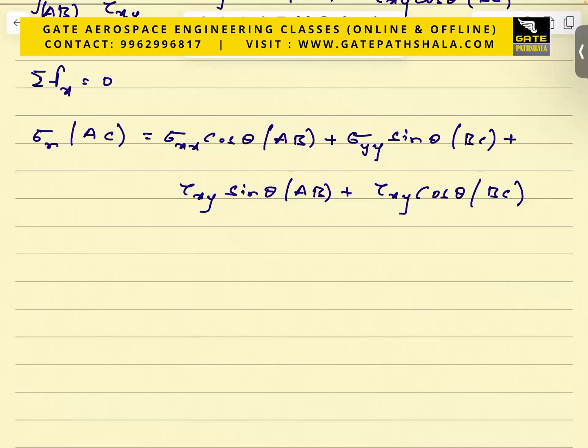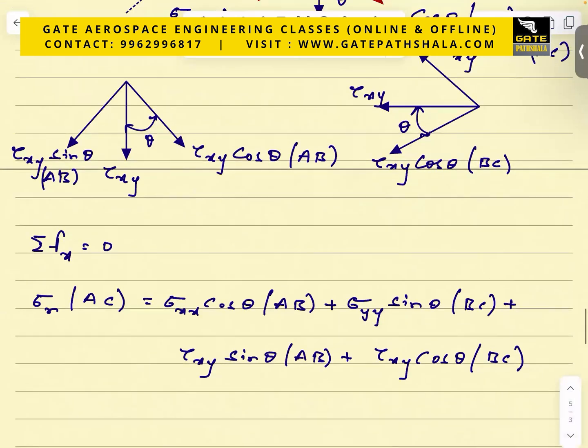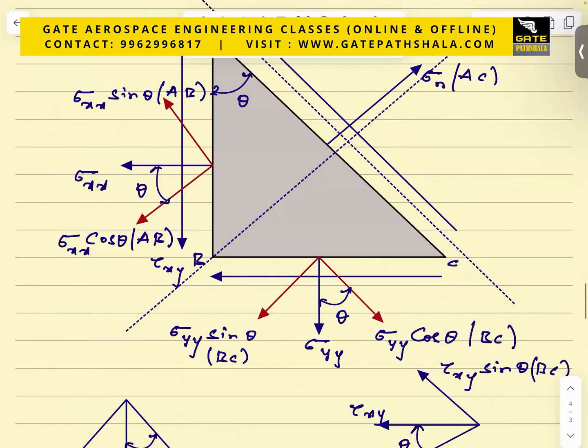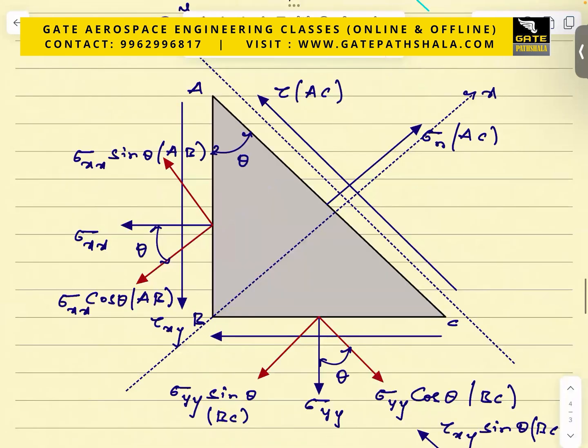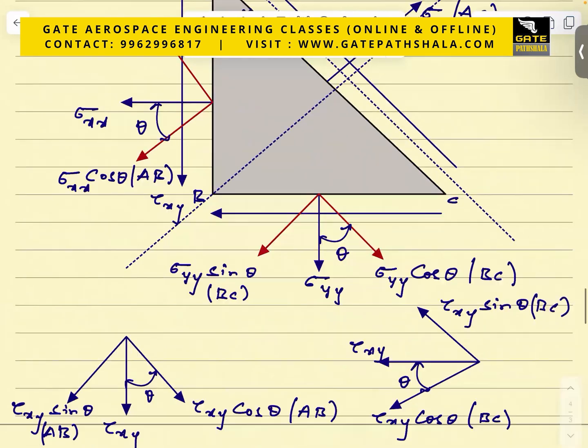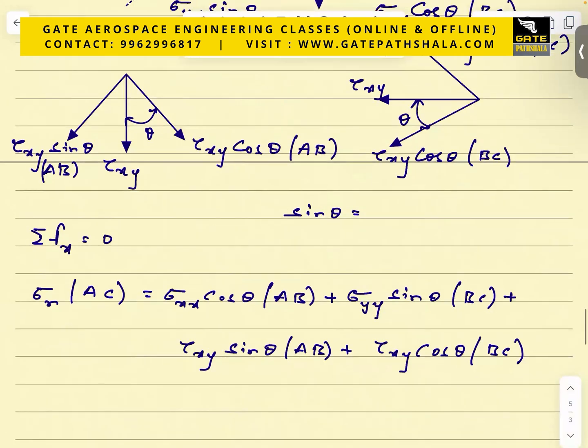Now what I am trying to do is eliminate this AB and BC. These parameters I don't want in the picture. So for that, if you see from the triangle, what is sin theta, guys? BC by AC. What is cos theta? AB by AC. Agree?